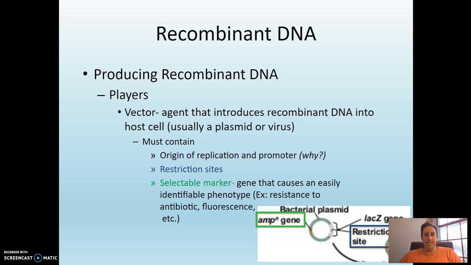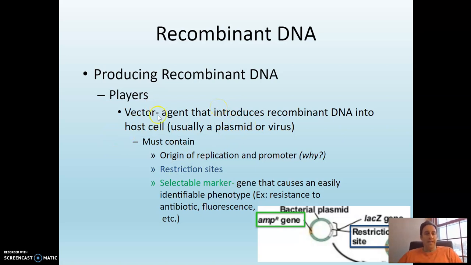Oftentimes we use either a plasmid or a virus to do this. A plasmid, you may remember, is those little extra rings of DNA. So a bacterial cell has its main circular chromosome and then these little extra rings of DNA. That's what a plasmid is, these little extra rings.